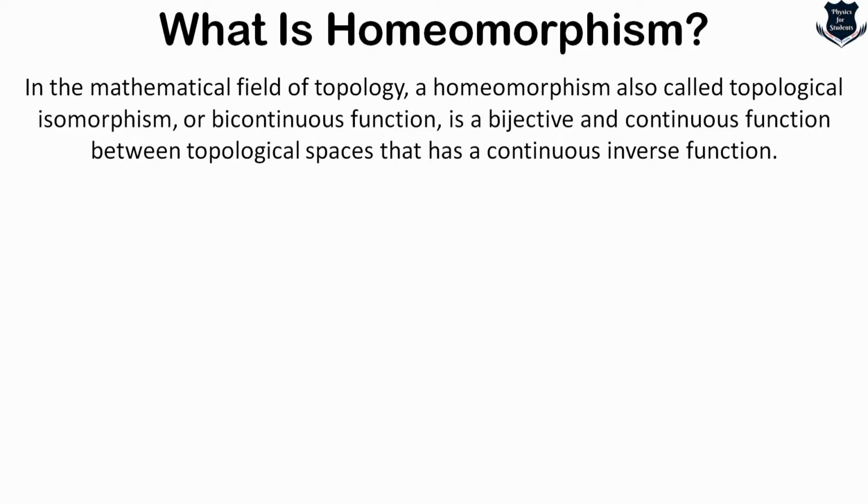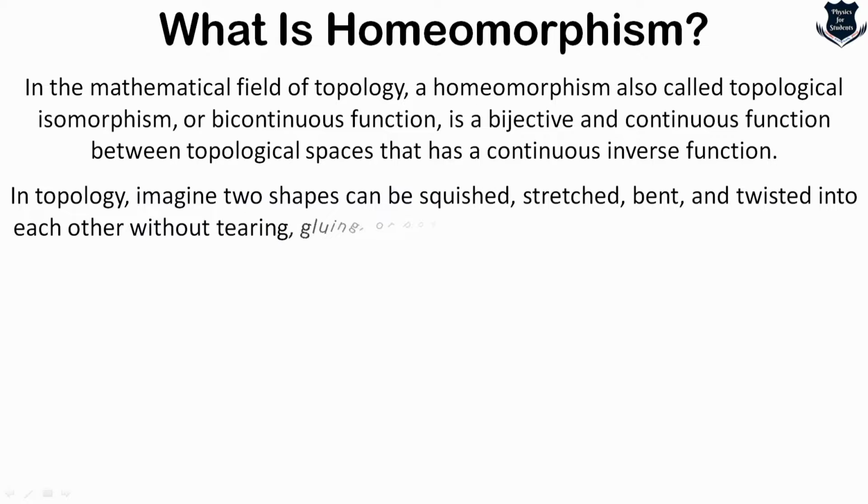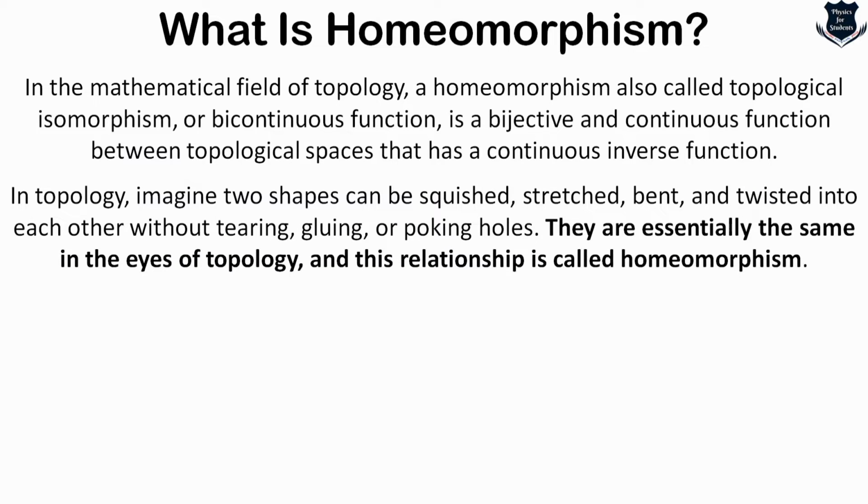We will deal with all those things later, but let us look into the simple and intuitive definition of homeomorphism. So here it is. It says let us imagine two shapes, whatever the shape is, and let us think that it can be squished, stretched, bent and twisted into each other without tearing, without gluing, or poking your finger or creating a hole. So they are essentially the same in the eyes of topology, and this relation is called homeomorphism. That means we can take a rubber band or any soft shape which can be stretched and bent, and they should look equally similar.